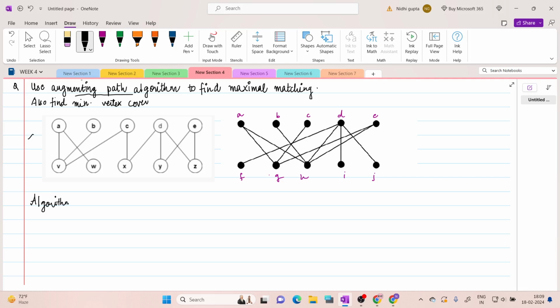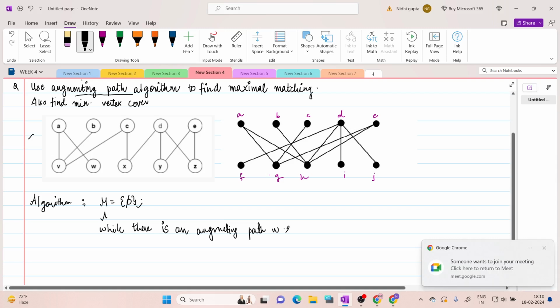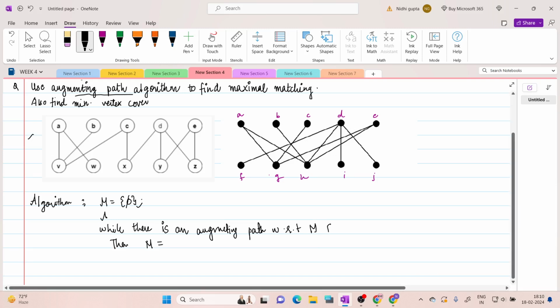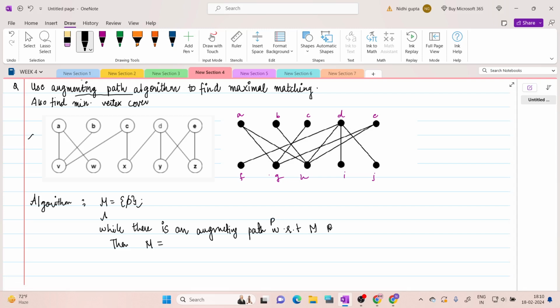The algorithm is basically, we initialize with the matching M to be empty, and while there is an augmenting path with respect to M, we call our augmenting path P with respect to M. Then M becomes M symmetric difference P, a notation which basically means M minus P union P minus M.